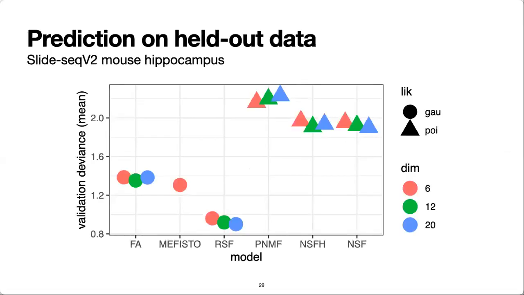For the prediction challenge, we wanted to see if we fit these models and try to evaluate its accuracy on held out data. So we randomly removed some of the spatial locations, and then we fit the model on the training data and tried to make predictions on the held out data. What we found was that using real valued factorization is actually really good for prediction. And in fact, the best performing one was our RSF, real valued spatial factorization.